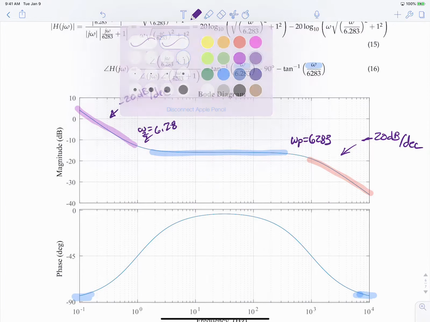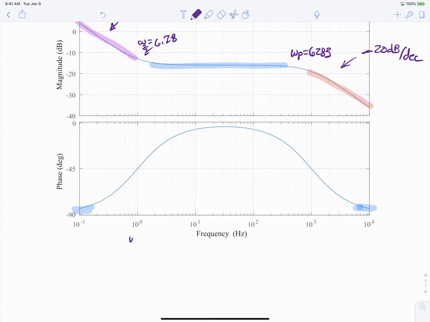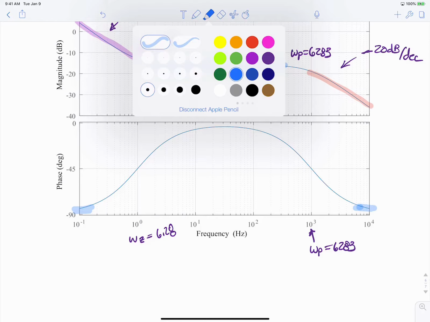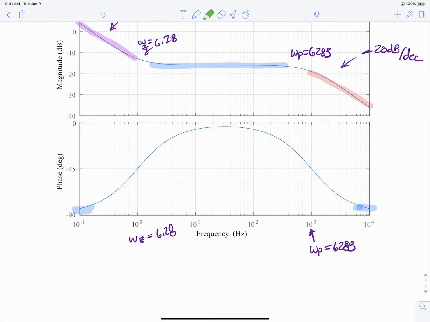So you can see we start rolling back up here. We have this 0 at 6.28. And right about here we have our pole. This was at 6283. So what will happen is, remember, a decade below and a decade above the 0, we'll start increasing our phase at plus 45 degrees per decade.